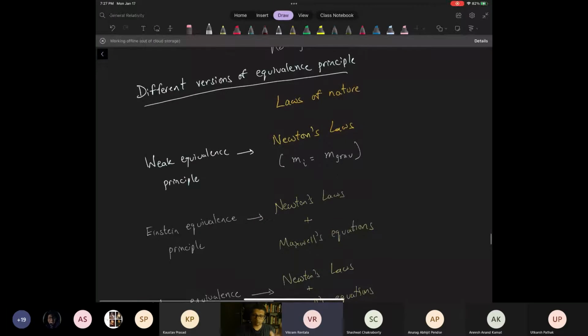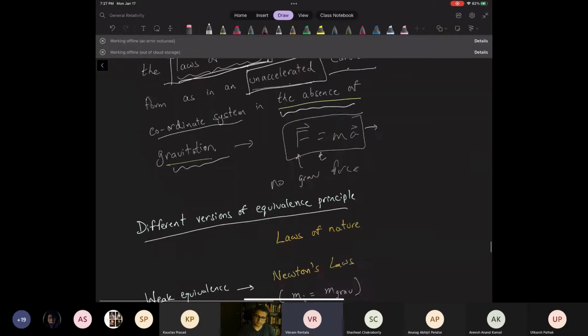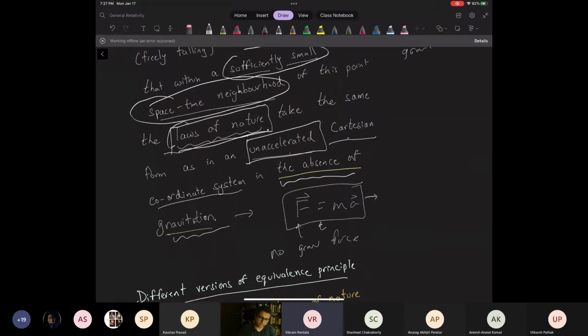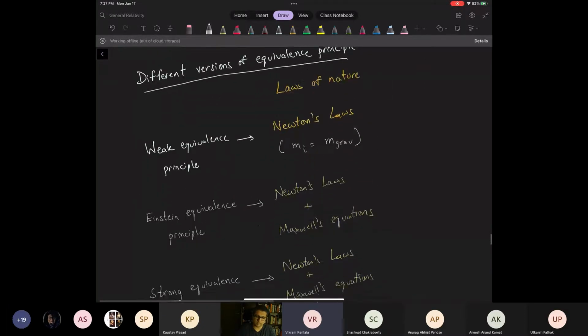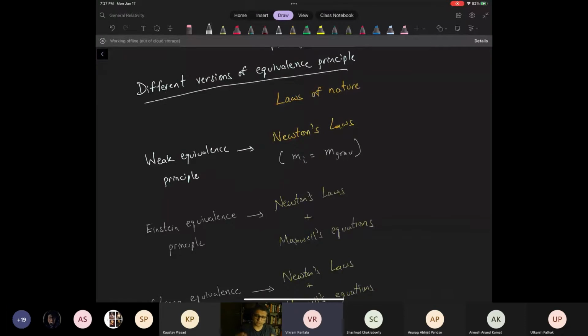Now, there are slightly different versions of the equivalence principle, based on the assumption of what you mean by the laws of nature. In the example I gave you of the elevator, the laws of nature meant a very specific thing: Newton's second law, F equals ma. Specifically, the example we did only showed this for Newton's second law in the form of Galilean relativity, not in the context of special relativity. The different versions of the equivalence principle are assumed to hold in the framework of special relativity, not just in Galilean relativity.